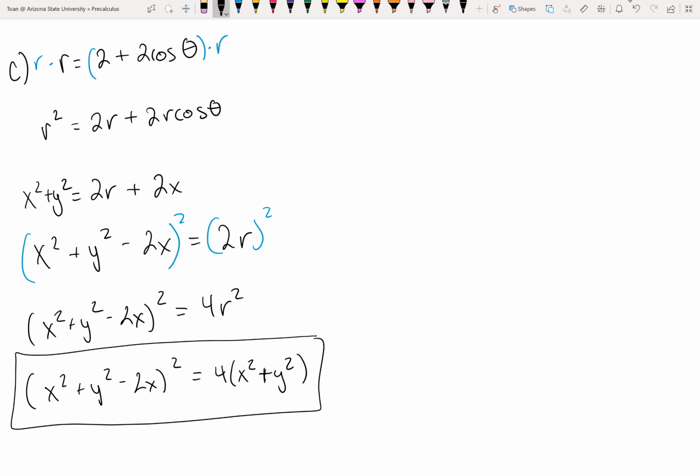So that's it. That is converting to and from polar equation and rectangular equation. It's not hard conceptually. It's just being good with algebra. And the only way you can be good with algebra is if you practice.